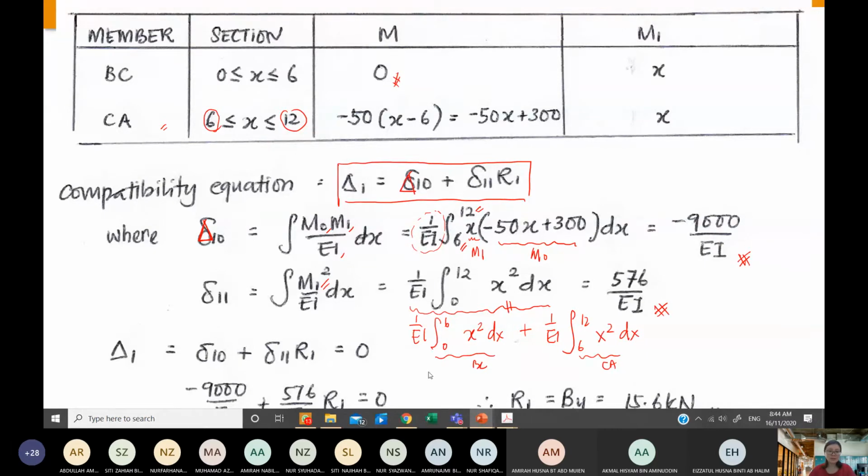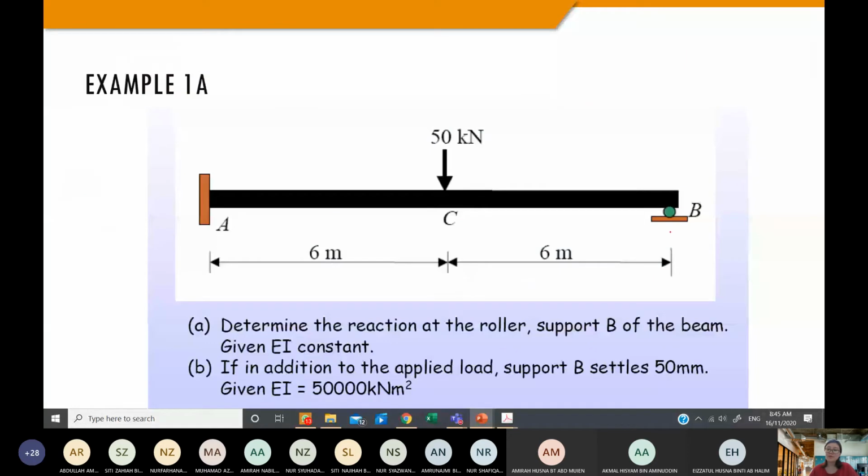So once you have your delta 1,1, you can put it in your equations. Remember there is no support settlement, so therefore delta 1 will be equal to 0. Then in this equation 1, you have only one unknown, which is R1, and you solve for R1. You need to know that R1 is the redundant that you have removed, which is BY, and you solve for BY. So you solve for example 1A. So this BY, you can put it in your real case, 15.6.